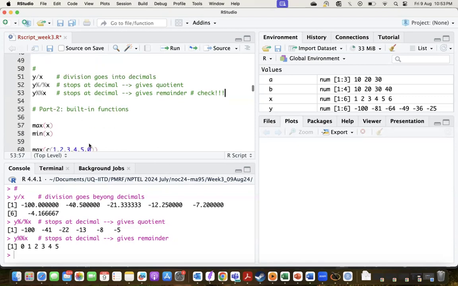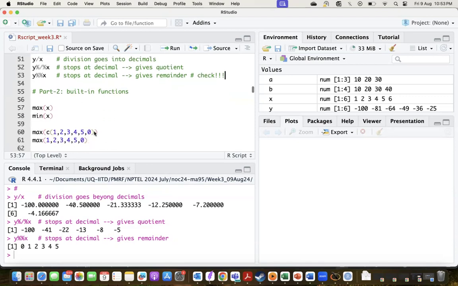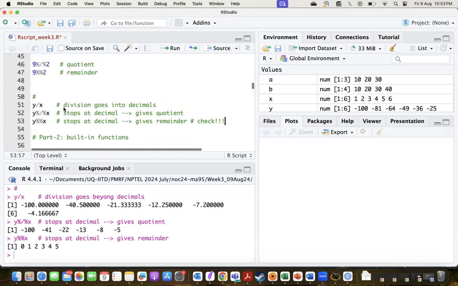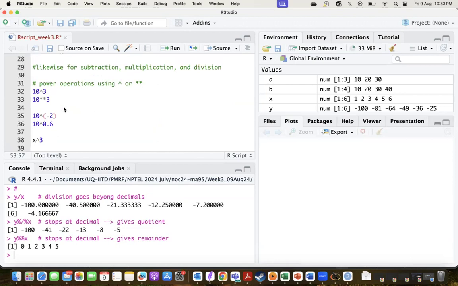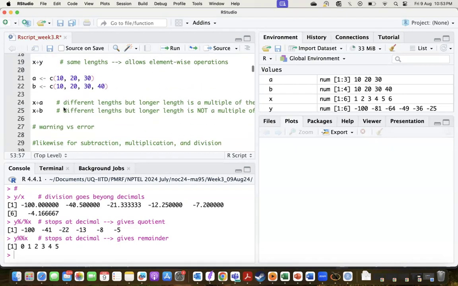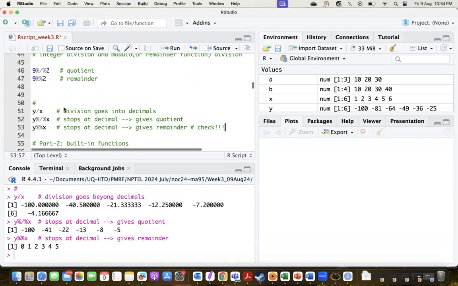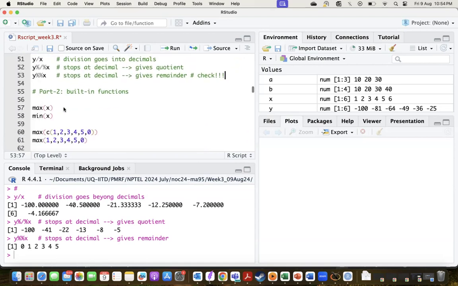Okay, all right. Now we have been talking a bit about some functions. We have seen that c is a function here. We talked about sqrt as one of the functions. We'll talk about matrix and all of that. There are lots more functions which are built in R.